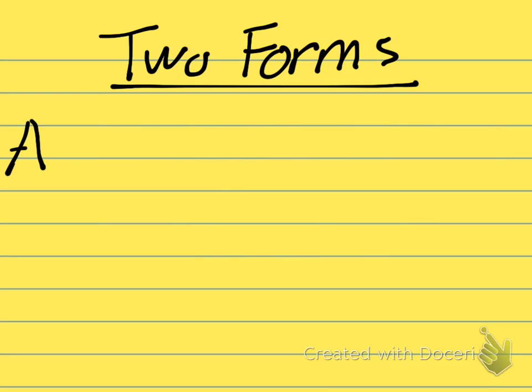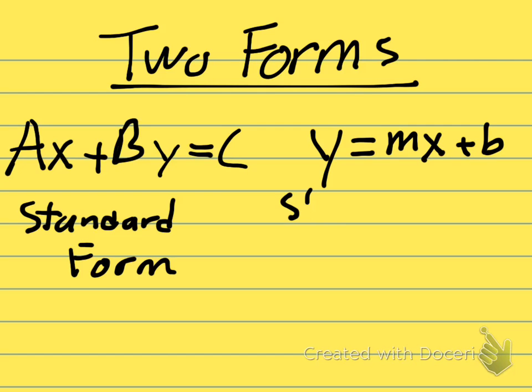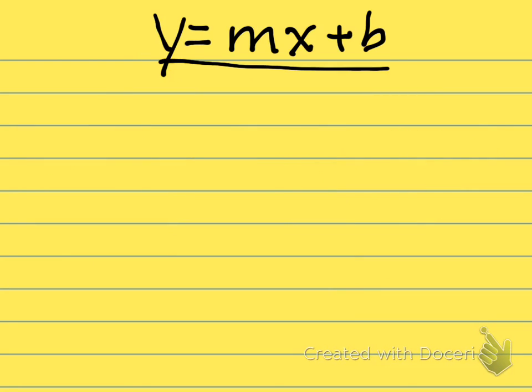Two forms of a linear function. One is ax plus by equals c. The other is y equals mx plus b. The first is known as standard form, and the second is known as slope-intercept form. I want to focus today on the y equals mx plus b equation of a line.